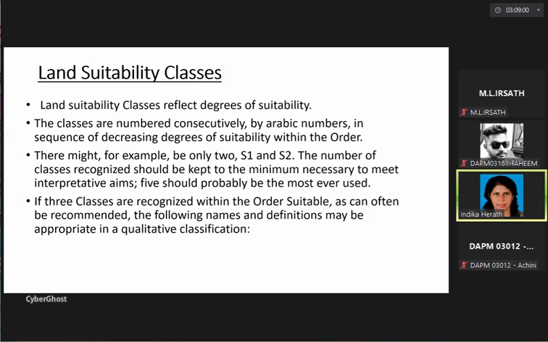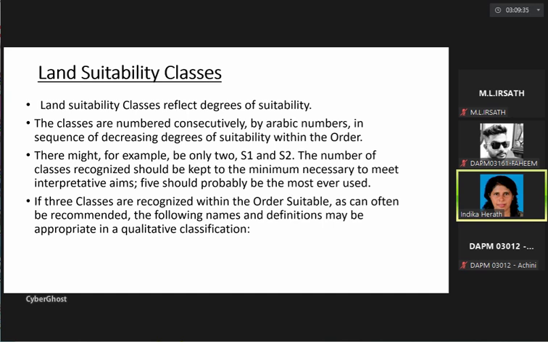Land suitability classes reflect the degree of suitability, right? I will give you an example from coconut. So they have suitability classes identified throughout the country. The classes are numbered consecutively, starting by Arabic numbers in the sequence of decreasing degree of suitability within the order. For example, only two suitability classes, S1 and S2.